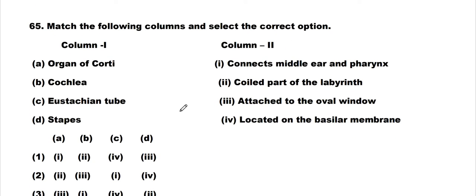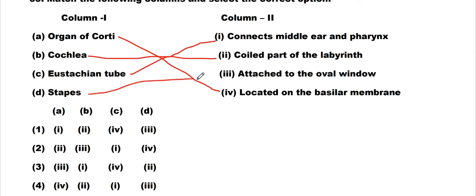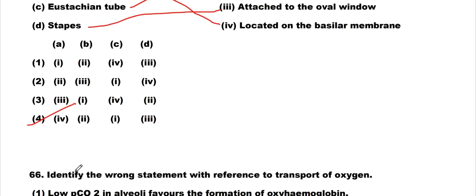Next, matching question number 65. Organ of Corti. Organ of Corti is located in the basilar membrane. Straight away, A is 4. Cochlea. Cochlea is the watch spring-like structure or coiled part. Next, eustachian tube. Eustachian tube connects the middle ear and pharynx, and stapes is the smallest ear ossicle, which is attached to the oval window. So the correct answer for question number 65 is 4.